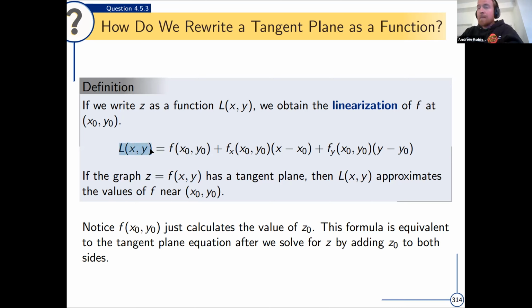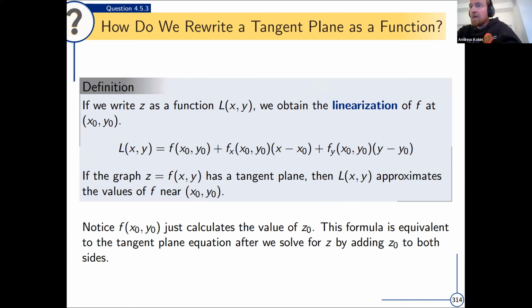It'll be z, or we can call this a function of x and y, L of x comma y, is equal to the z coordinate at our point, that's f of x naught, y naught, plus, now the rest of this is identical from the tangent plane description. So if our graph, again, is of the form z equals f of x comma y, and we can compute its tangent plane, we can unravel it by solving for z, or solving for what we'll call L of x comma y, and treat this as a function that inputs x and y values, and the outputs are approximations to the values of the function at those xy coordinates. As long as we're close enough to x naught, y naught, we'll get a good approximation.